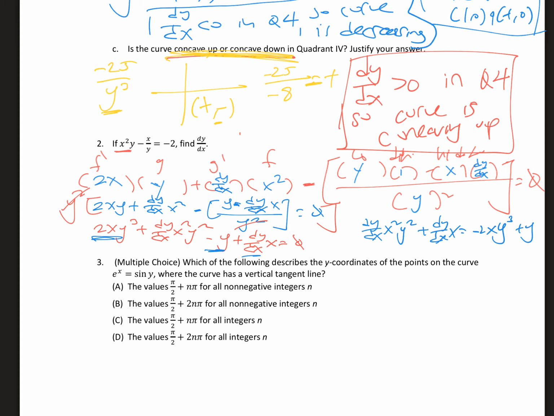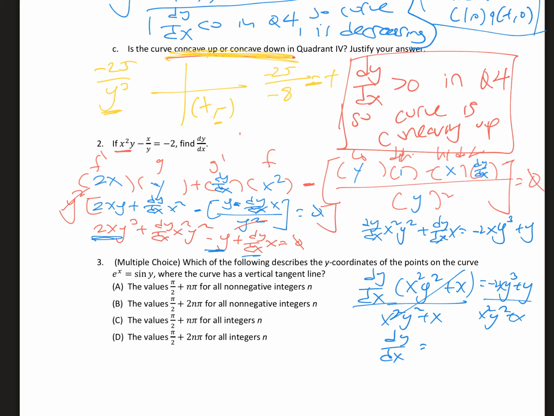I'm almost there. Now that we have isolated the dy/dx terms, I can do some factoring. I'm going to write it right below here. So dy/dx factored out becomes x squared y squared plus x, and then equals that right side that we have not touched yet. And of course, last step, I just divide both sides by x squared y squared plus x. So dy/dx is equal to this ugly thing on the right side. Here we go.